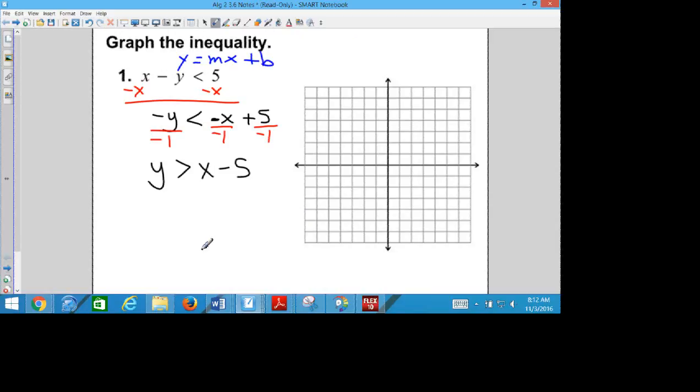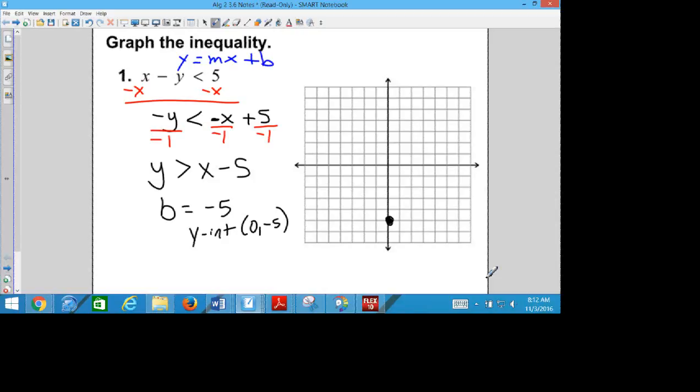Y equals mx plus b, we always begin at b. What is the b value in this equation? Negative 5. That is the y-intercept, which is 0, negative 5. We go to negative 5 on the y-axis and put a point. That is our b value.